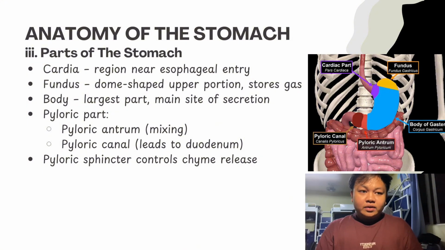The stomach is divided into several parts. The cardia is the region near the opening of the esophagus, while the fundus is the dome-shaped upper part that often stores gas, and the body is the largest portion and is the main site of secretion. The pyloric part consists of the pyloric antrum, which is involved in mixing, and the pyloric canal, which leads into the duodenum. The pyloric sphincter controls the release of chyme into the small intestine.